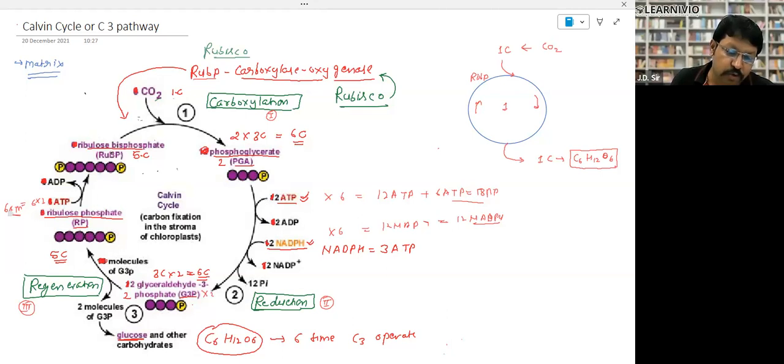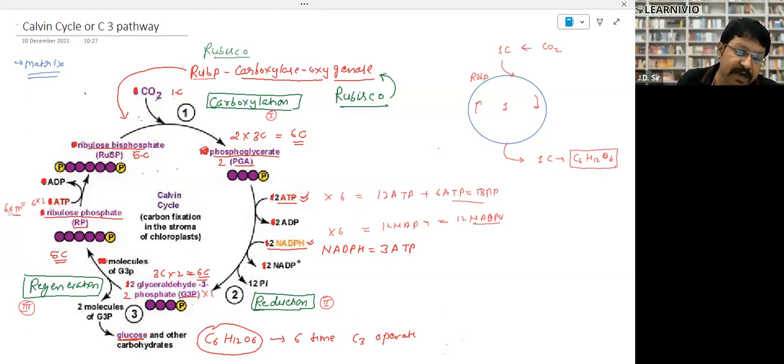G3P is also a three-carbon compound, so 3 times 2 is 6 carbon atoms present here. Now what will happen? One carbon atom will go to glucose. From the two molecules of G3P, one carbon atom will be removed. So again a five-carbon compound is formed, ribulose phosphate. Again generation of ribulose phosphate takes place, so this is called regeneration.